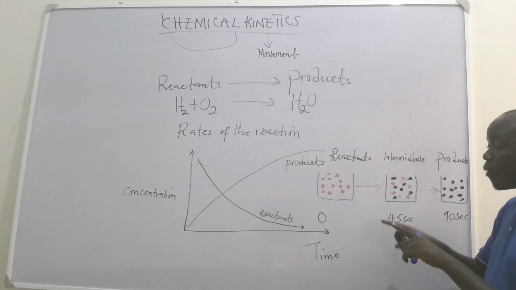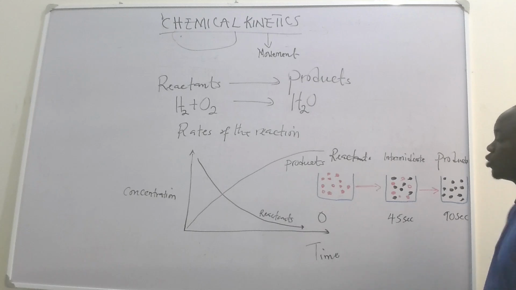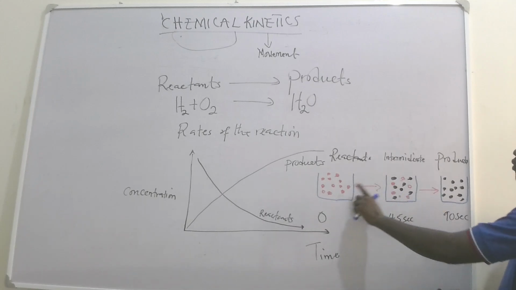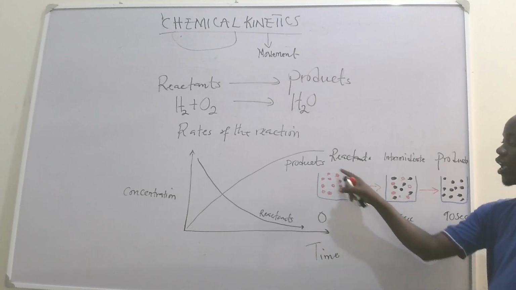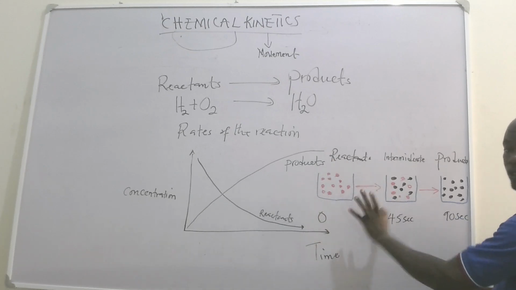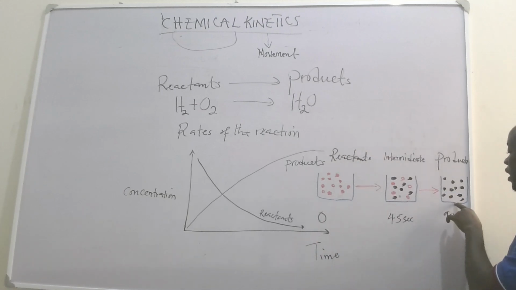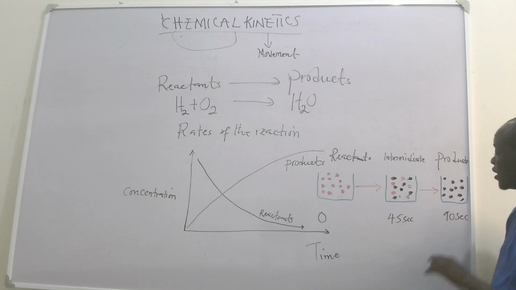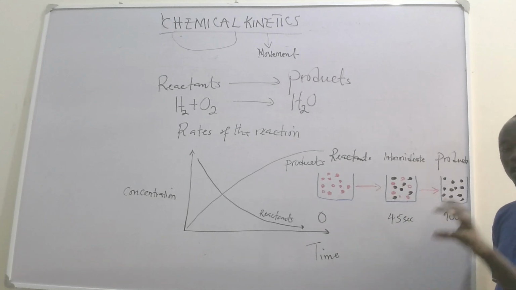When the reaction is completed, it means that all the reactant particles will disappear. So that is why here there are no red molecules, or no reactant molecules, because the red molecules are the reactant molecules, and they have all disappeared. And here we have black molecules, and these black molecules indicate that all the reactants are completely converted into products, and that is what we call the rate of the reaction.